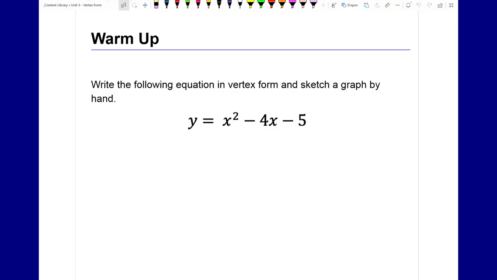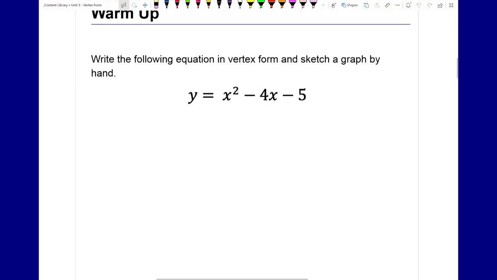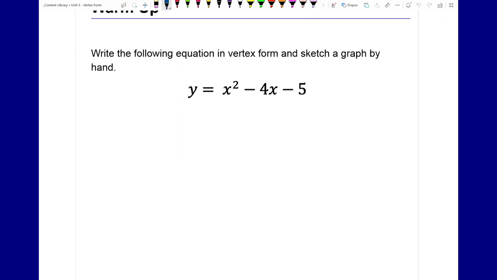We want to go through and write the following equation in vertex form and then sketch a graph by hand. So we have our standard form, and while we're in standard form, we might as well look for some key information. In this case, we do have our y-intercept, so it doesn't hurt to know that, especially when we have to graph it. Now, because we are trying to turn this equation that is in standard form into vertex form, we need to complete the square.